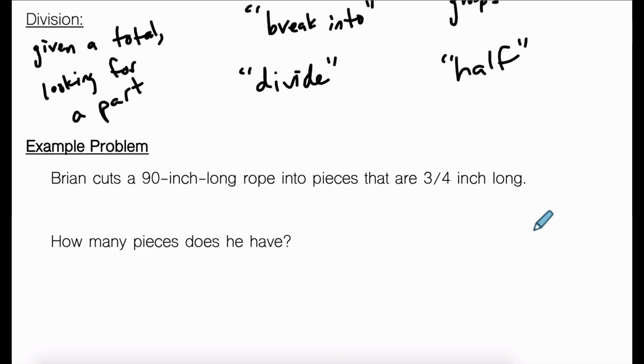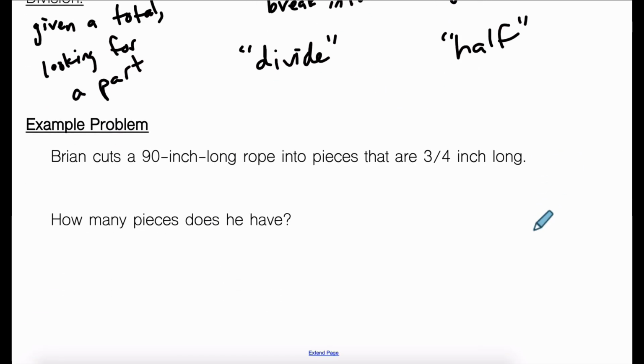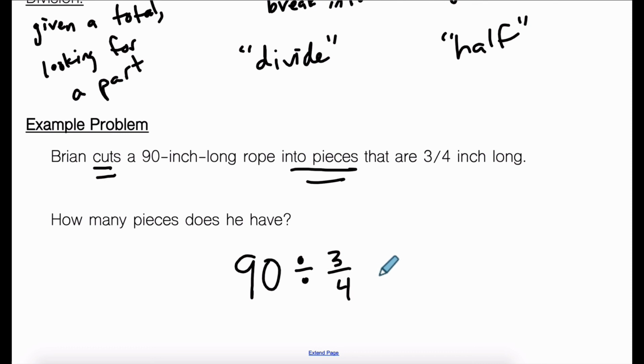And so my example problem: Brian cuts a 90-inch long rope into pieces that are 3/4 inch long. So since he's cutting things into pieces, he's dividing. He's taking the 90-inch long rope and dividing it into 3/4 inch long pieces. And so this would be your division problem to figure out how many 3/4 inch pieces of rope he can create from a 90-inch long rope.